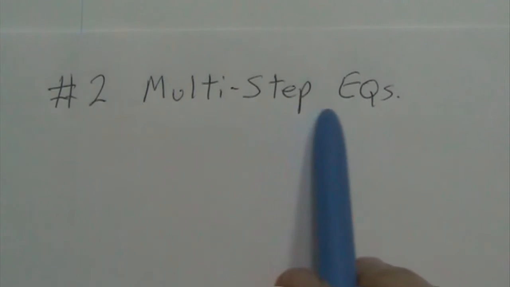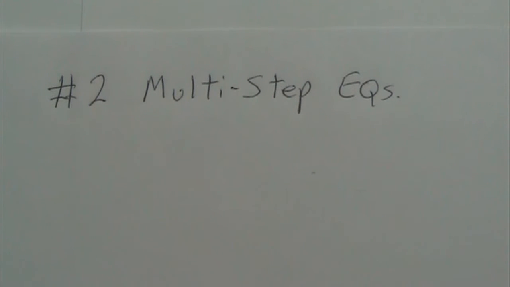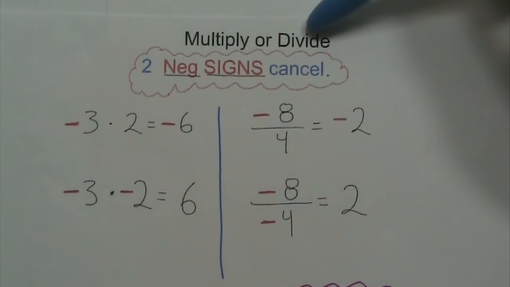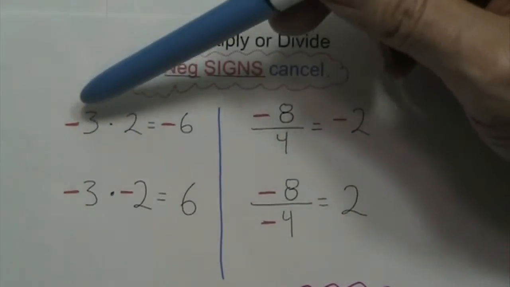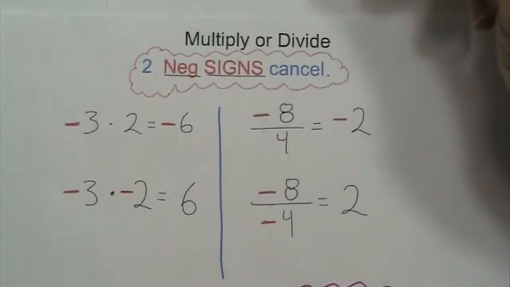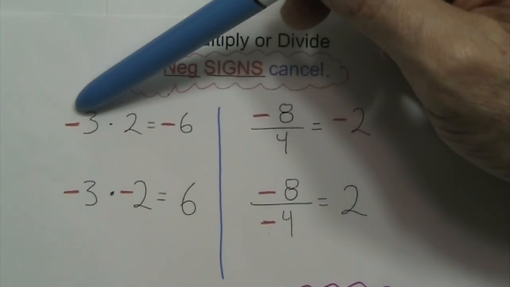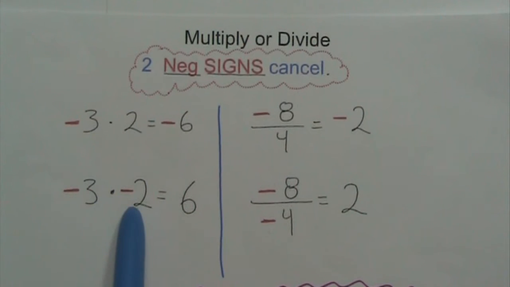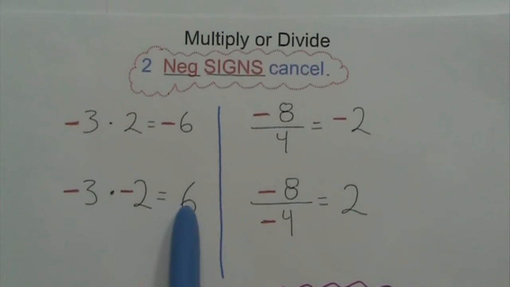Before solving multi-step equations, let's do a little review. When multiplying or dividing integers, or those numbers with negative signs, simply count the signs. Count the negative symbols. If there's one negative symbol, the answer is negative. If there are two negative symbols, then the answer is positive.